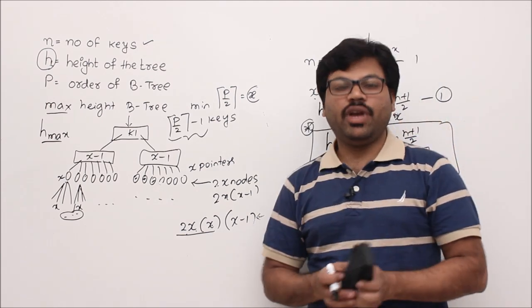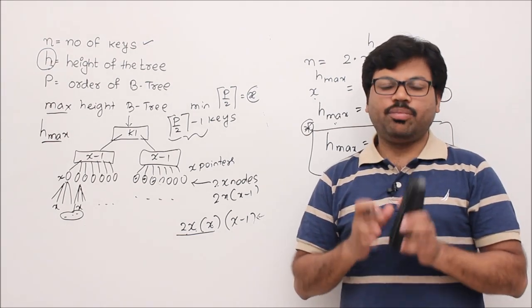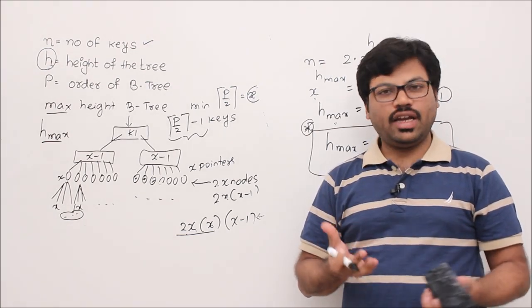So that is about B tree properties, like what is the minimum height and maximum height. We proved that your B tree will have always log n height. Okay.